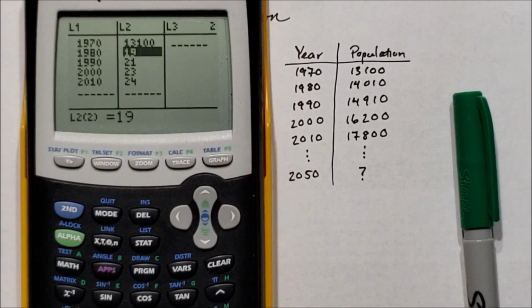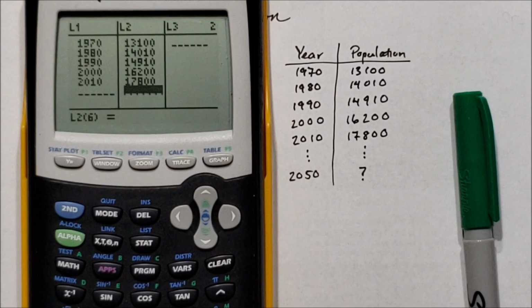13,100, 14,010, 14,910, 16,200, 17,800. Disclaimer, I made this data up. It's not a real city, but it potentially could be. Let's look to see what happens here.